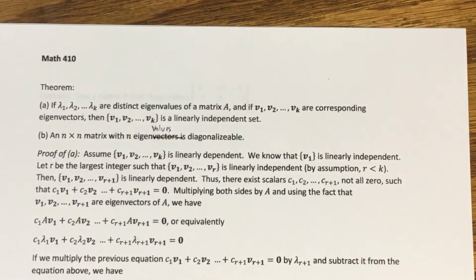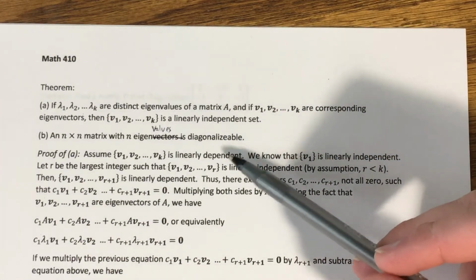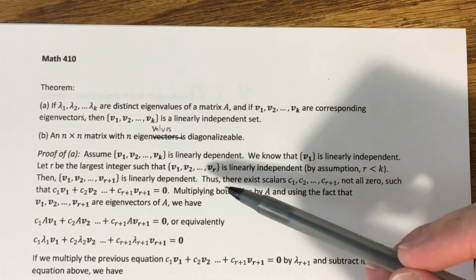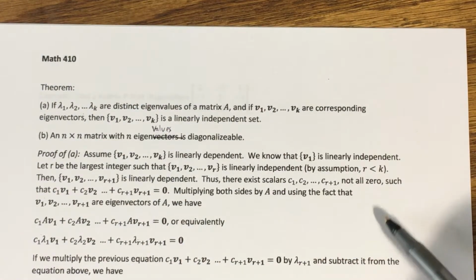Okay, so before we can go over the procedure for diagonalizing a matrix, we need to cover this theorem that justifies the steps that we take. We're going to prove part A, and part B is going to be an immediate consequence of this theorem and what we proved at the end of the last video.